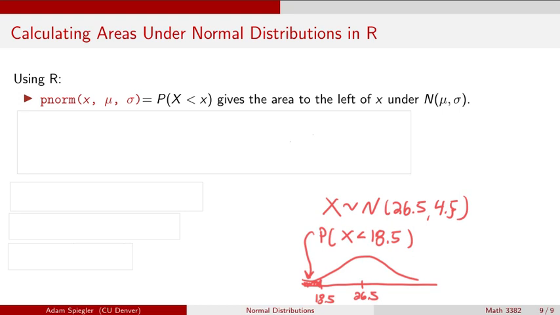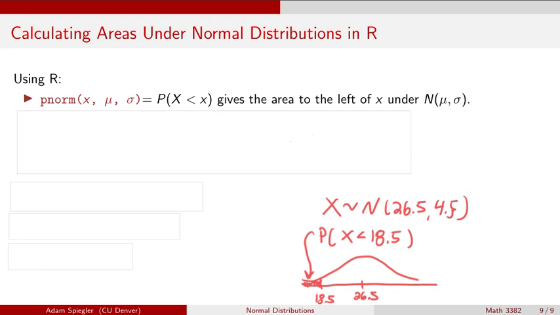R has a nice built-in function for the normal distribution. We put a p before it, as we've seen before, to calculate the probability that x, capital X, is going to be less than this value x that we enter first into this function. Next, we enter the mean, and then finally the standard deviation. So it takes three values in the function, and what comes out is going to be the area to the left of that value x.